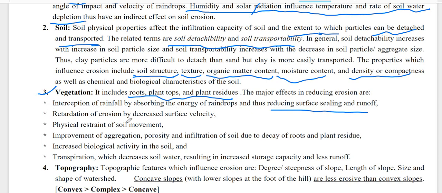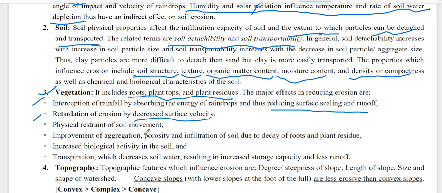Interception means it will absorb the energy of the raindrop, thus reducing the runoff and sealing the surface. Retardation of the erosion by decreased surface velocity. If the surface velocity decreases, it means it retards erosion, it will reduce it. Because if you plant some small grasses, then it will decrease the surface velocity.